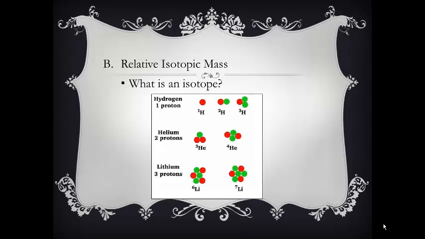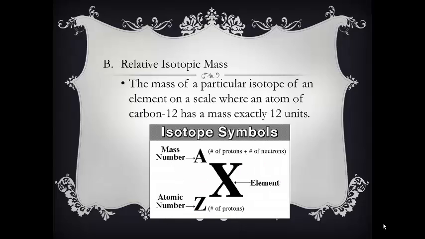So there are isotopes of each element. Hydrogen has 3, with 1 proton for hydrogen. You can see the red is common in all 3, and the number of neutrons changes from 0 to 1 to 2. So tritium, meaning 3, has 1 proton and 2 neutrons, giving you the mass of 3. Helium, you see, has 2 protons. Helium-3 has 1 neutron. Helium-4 has 2 neutrons. And then you can see the same thing with lithium. Lithium-6 has 3 neutrons. Lithium-7 has 4 neutrons. The protons stay the same at 3.